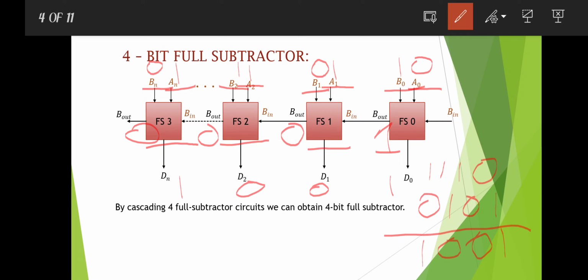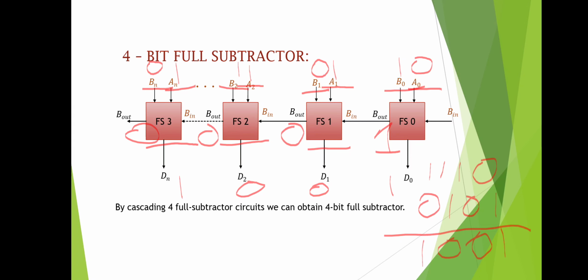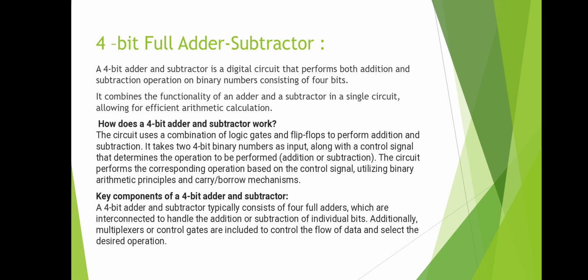As per this design, if you want to do the addition and subtraction of 4-bit numbers, then we require two separate circuits: one circuit for the addition and one for subtraction. Now the 4-bit full adder subtractor.